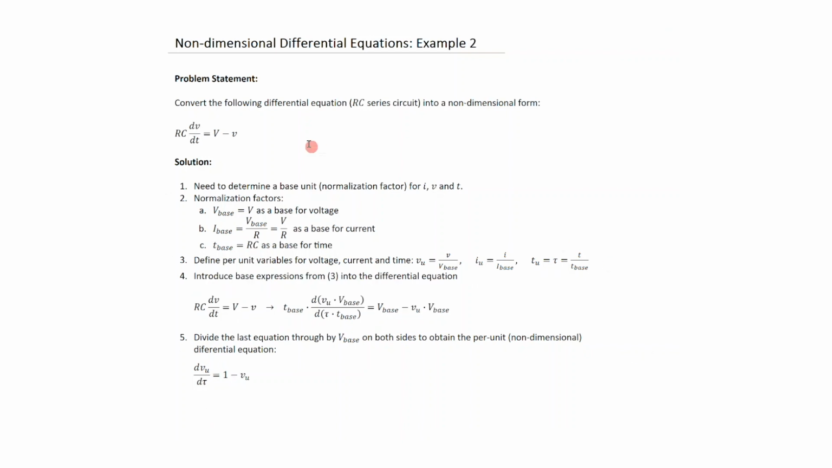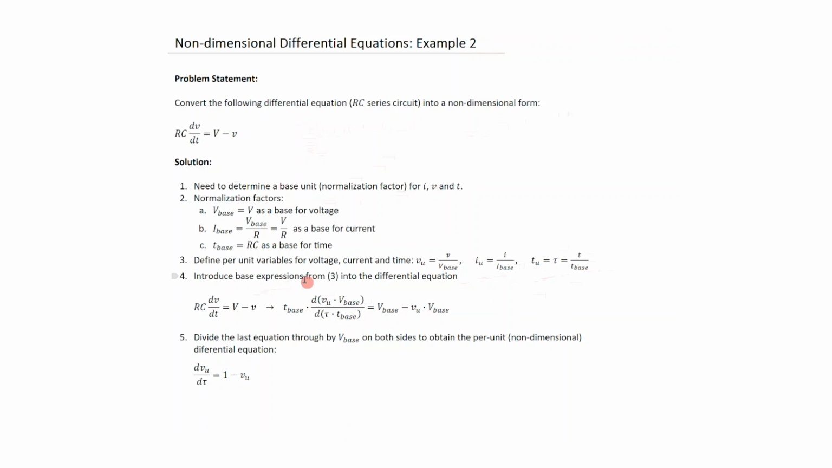All right, so now here's another one, an RC series circuit. Let's convert this into non-dimensional form. Again, same procedure. The normalization factors here are more or less the same, except that in this case I chose T base to be R times C, and this has units of time. So again, we've defined the per unit variables as such. V per unit is V over V base, I per unit is I over I base, and T, which is called TU, which is also tau in this case, is T over T base.